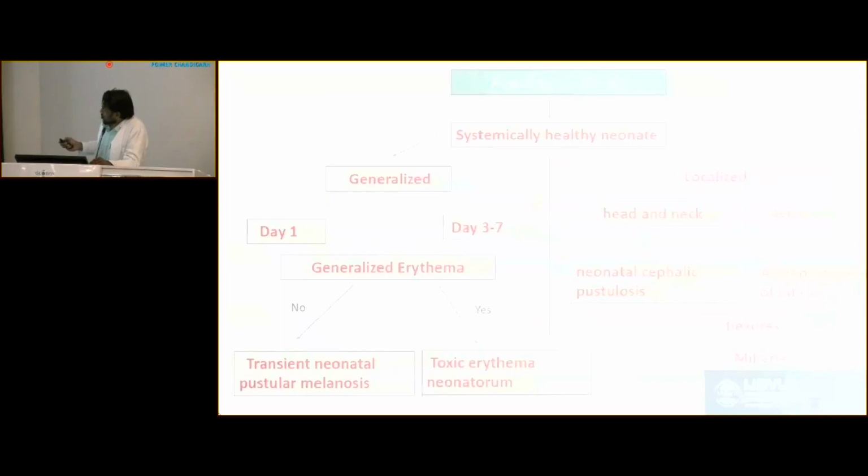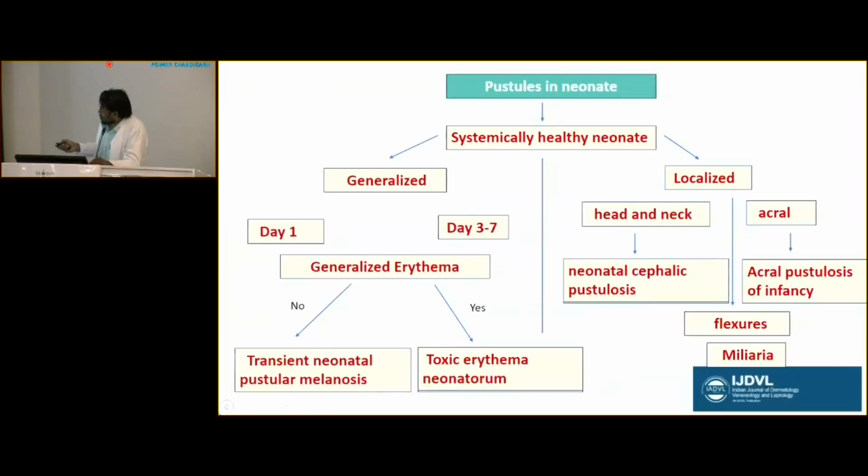And if you see the pustulosis, if the baby is systemically healthy, and the pustulosis is a generalized one, present on day 1, and generalized erythema between the pustules is absent, then the diagnosis would be transient neonatal pustular melanosis. Whereas if the pustules appear on day 3 and generalized erythema is present between the lesions, as in our case, then it will be toxic erythema neonatorum. And localized lesions, the other 3, we will see later on.